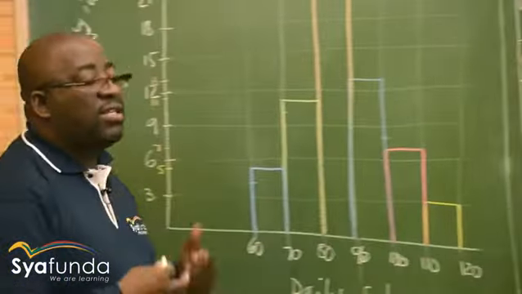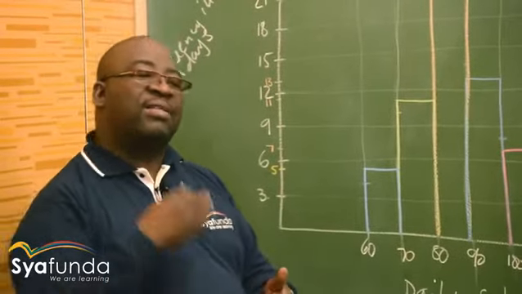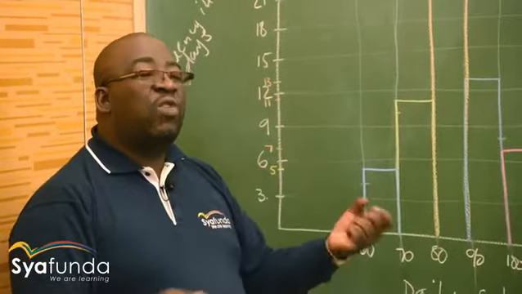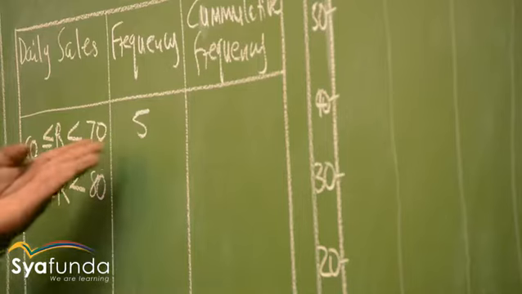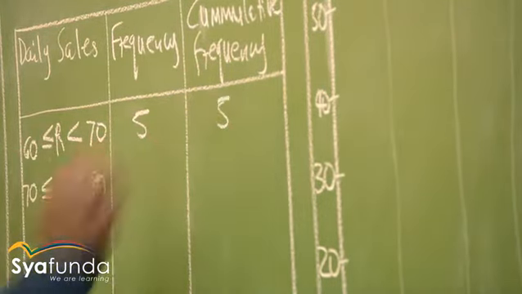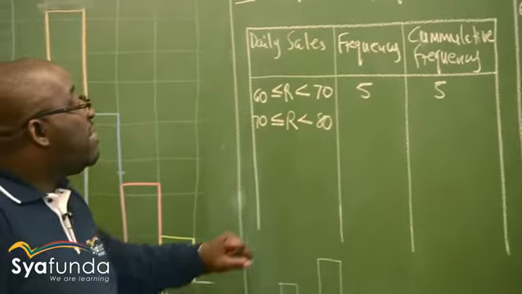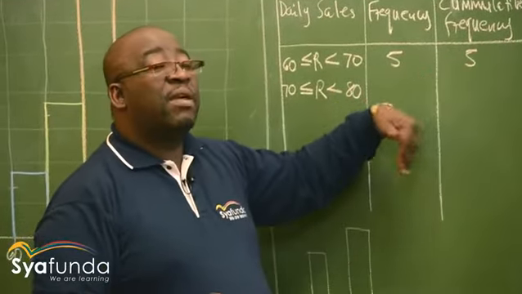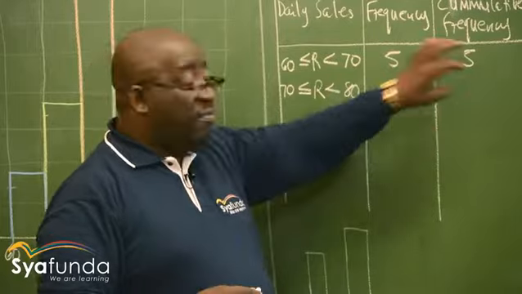So what is cumulative frequency? Cumulative is where you add something on top of another one. Because we are just starting, we're adding this 5 to nothing. So the cumulative frequency there will also be 5. Remember, the next cumulative frequency will be something bigger than that because we'll be adding from 5.